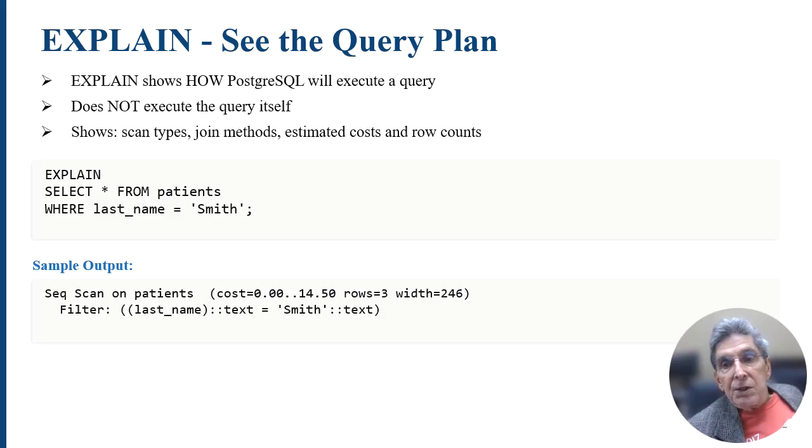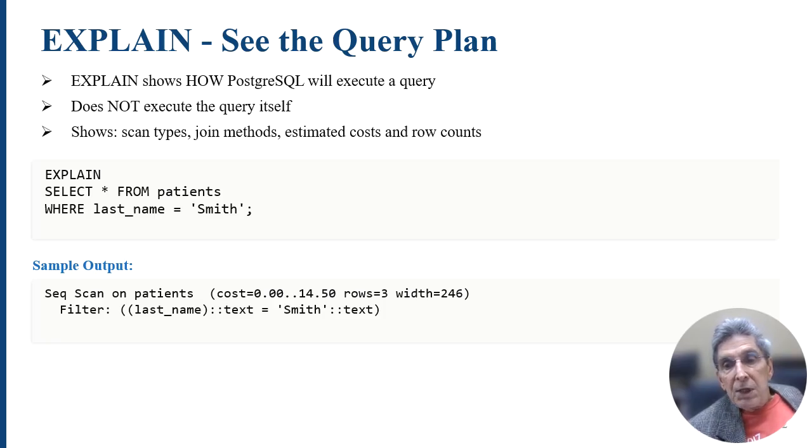Explain is the non-destructive version. You put explain before your select statement, and Postgres returns the execution plan it would use without actually running the query. This is safe to use on any query because it does not execute anything. Let's look at this example. We run explain on a select from patients where last name equals Smith.